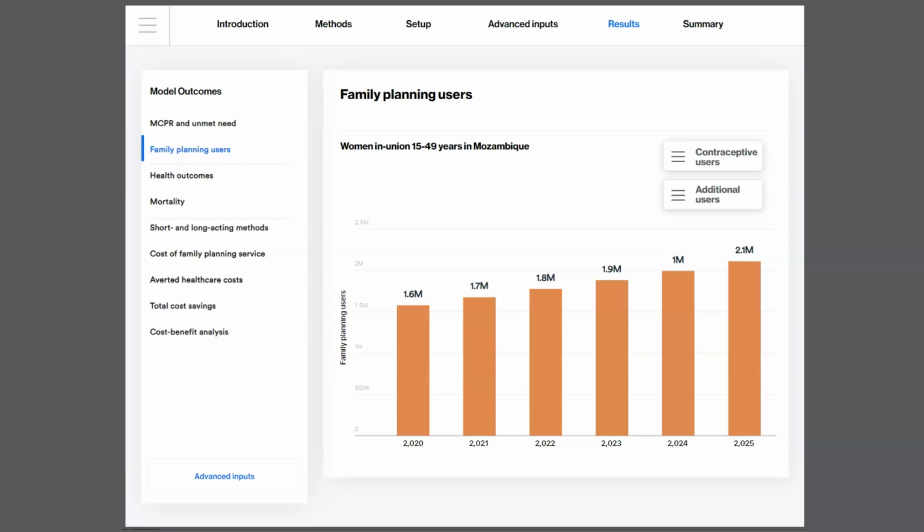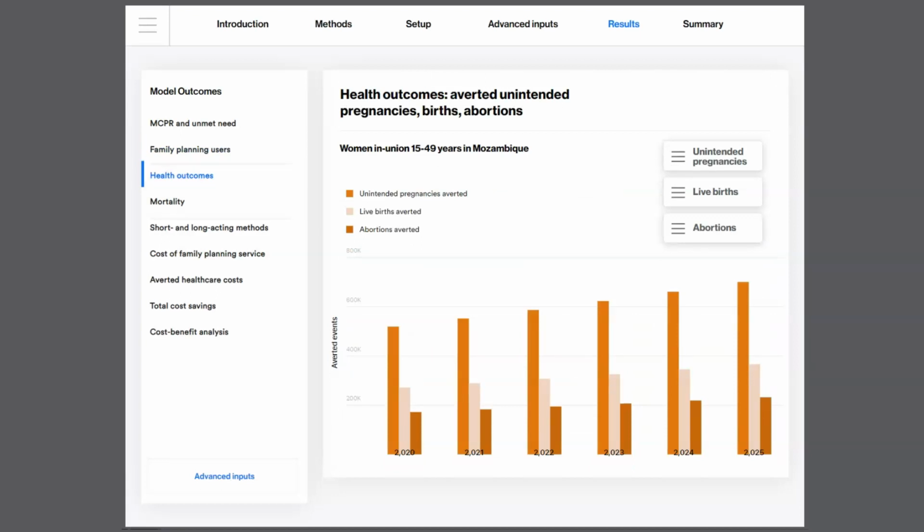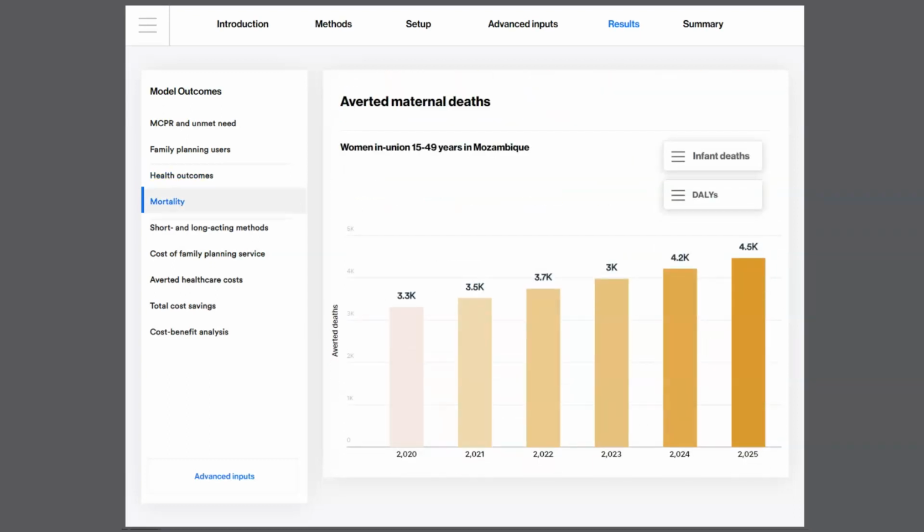And what does it mean in terms of health outcomes if you have more family planning users? There are obviously fewer unintended pregnancies, and because there are fewer pregnancies, you have fewer live births and abortions. Here we get the numbers for each year, and we have a number of tables for all of them. Because you have fewer pregnancies, you have fewer deliveries and abortions, so you have a reduction of maternal mortality. In this case, there would be 3,300 deaths averted in the beginning, and that would increase to 4,400 deaths per year at the end of the forecast.